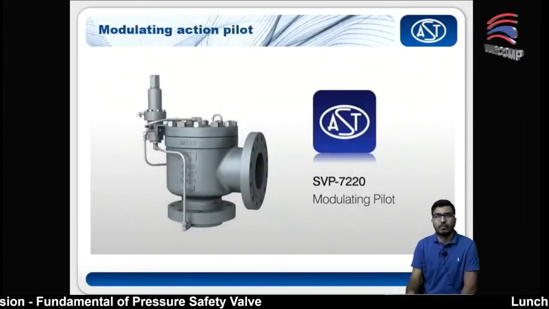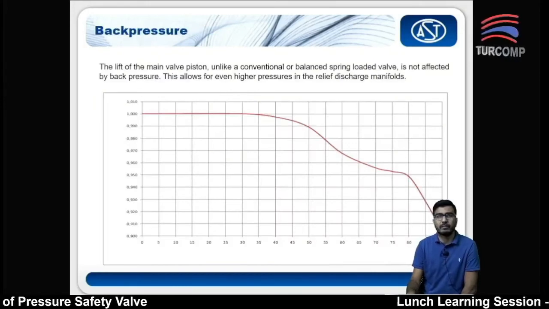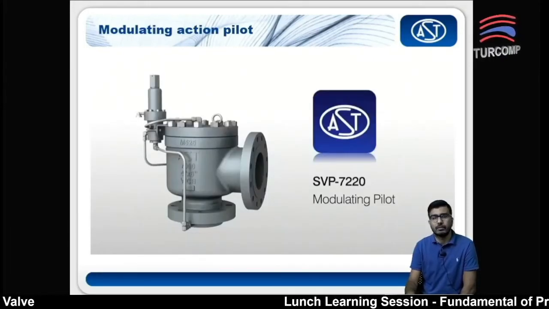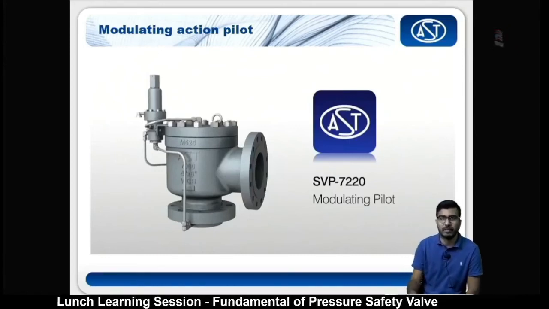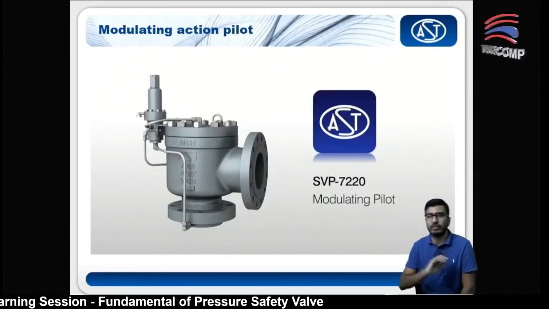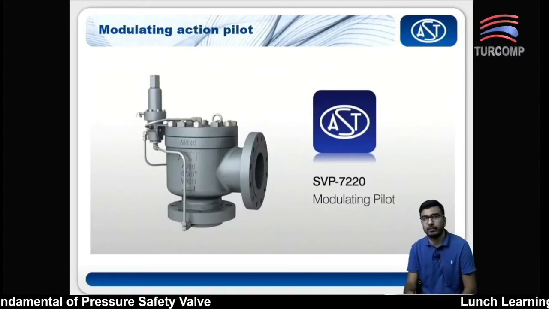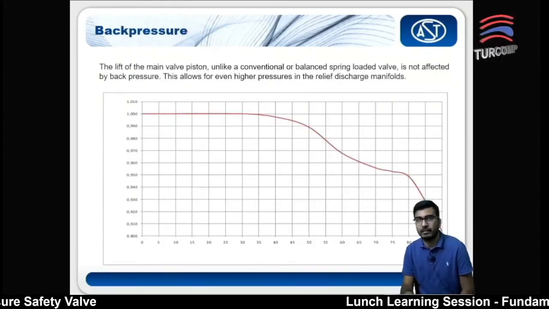The second one is the pressure modulating pilot. This is the other design that ASD has. Its function is more or less the same, but this is more of the modulating type. It will release and it will close back, which is even faster. The design is like that.